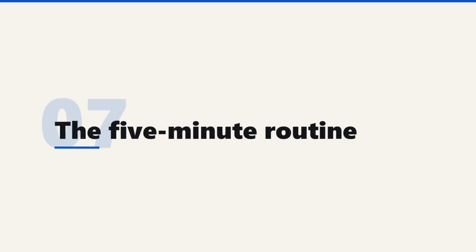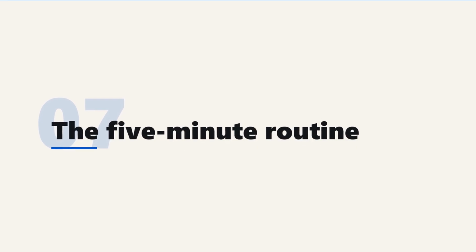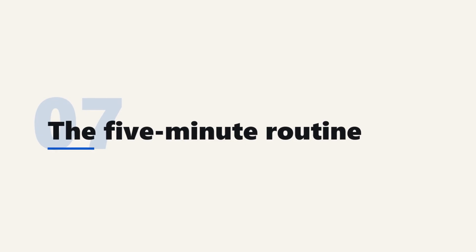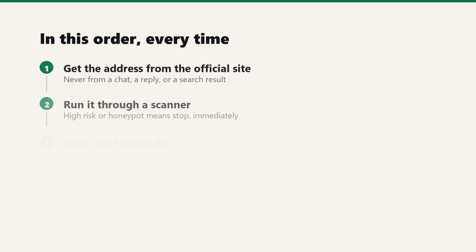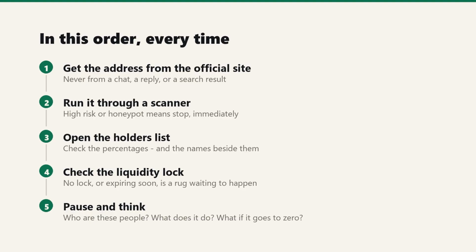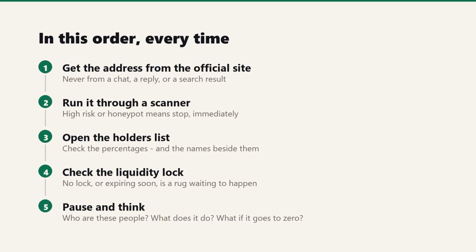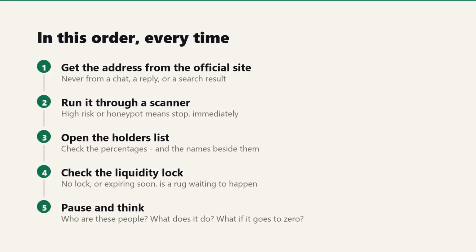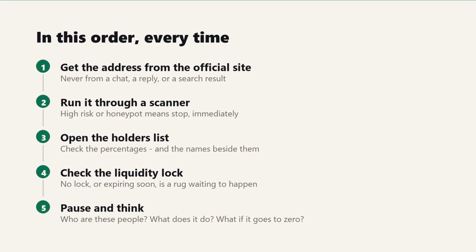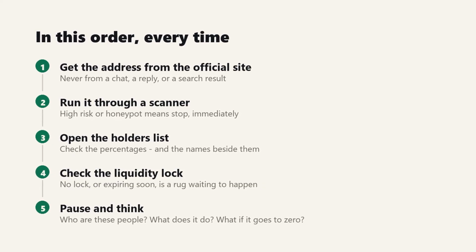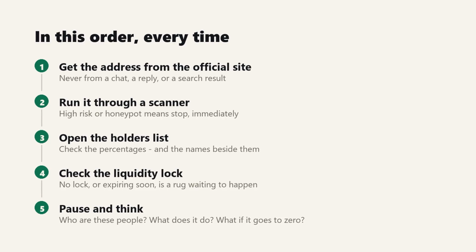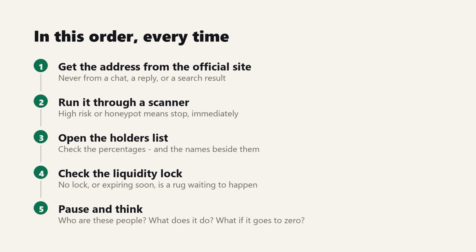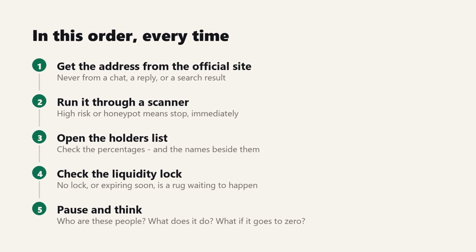So here's the routine. 5 minutes, in this order, every time. Step 1. Get the contract address from the project's own official website. Not from a chat message, not from a search result, not from a reply under a post. Fake tokens with almost identical addresses are a whole industry. Step 2. Run it through a scanner. If anything says high risk or honeypot, stop there. Step 3. Open a block explorer and look at the holders. Check the percentages and check the names beside them.